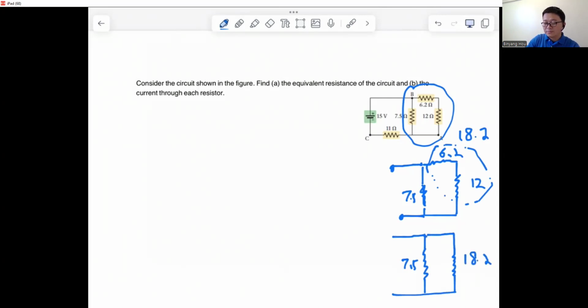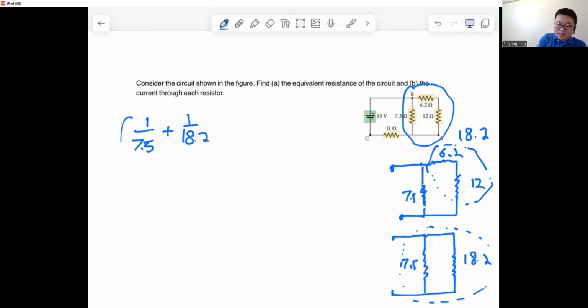So the 7.5 and 18.2 are actually in parallel to each other. So then this whole thing can be replaced by the equivalent resistor of those two in parallel. You can calculate the parallel combination by taking the inverse of the two resistors, adding them to each other, okay? And then taking the inverse for the equivalent, okay? So if you do that, it will give you, take a look at what we have here.